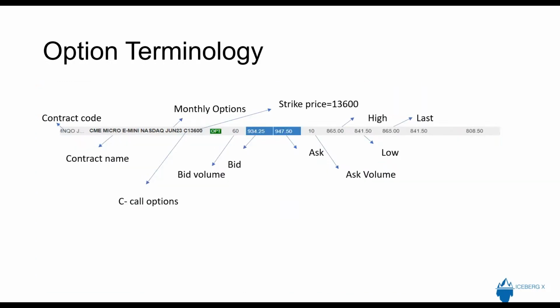So just to show you how the option code is listed and the key terminologies that we need to take note of. First thing is always the contract code. If you see an MNQ code, usually it means it's a quarterly option.